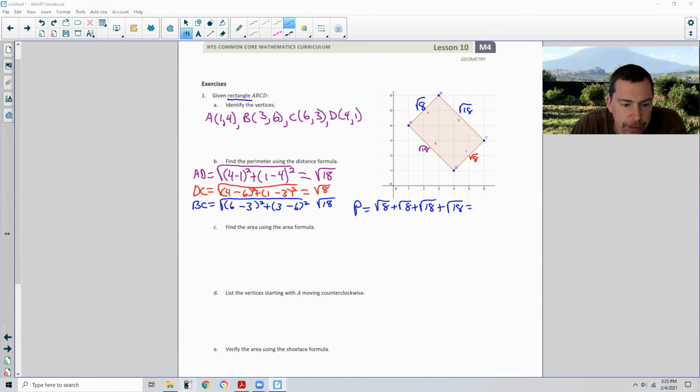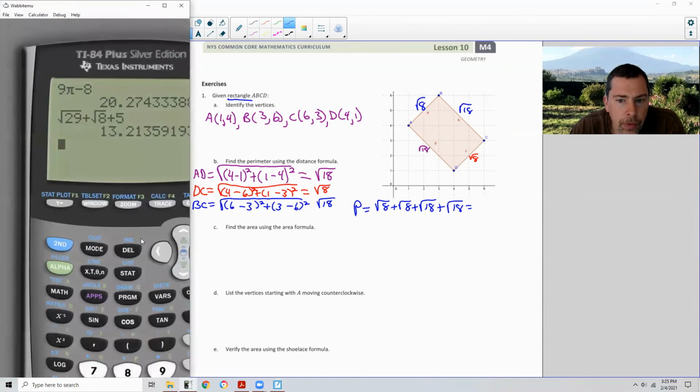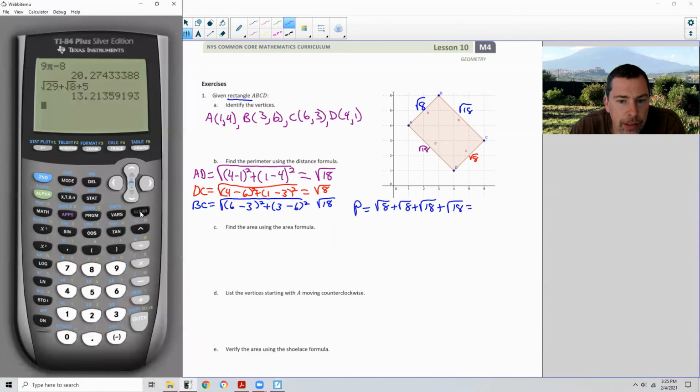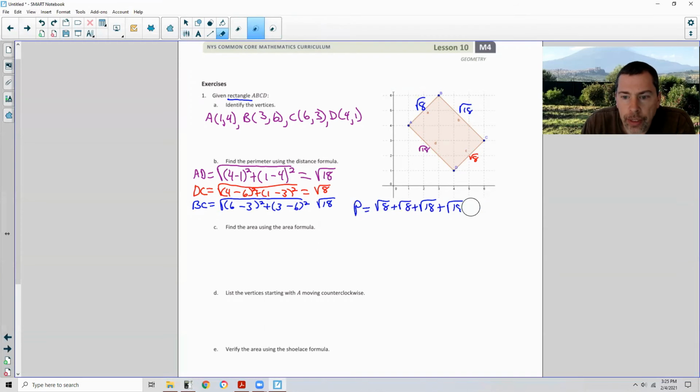Okay, so I'm going to get my calculator. And to save time, square root of 8 plus the square root of 8 is 2 square root 8. So 2 square root 8 plus 2 square root 18, just to save more time. And I get 14.14, and it is an approximation. So let's do that approximation. This was an 18. 14.14 units. It is not squared, it's not area, it's the length around. Distance is degree 1. Okay, so there's the perimeter, 14.14 units.